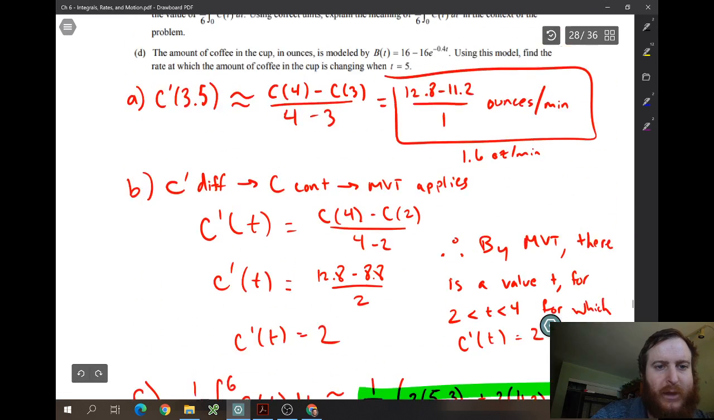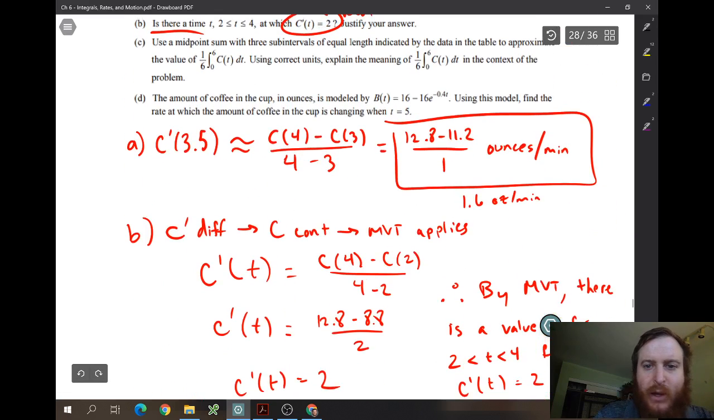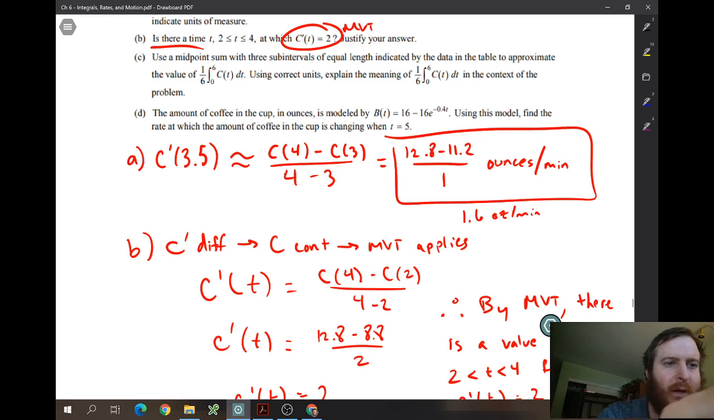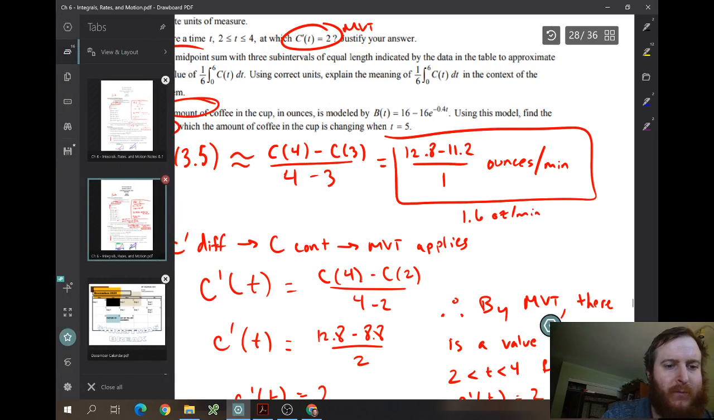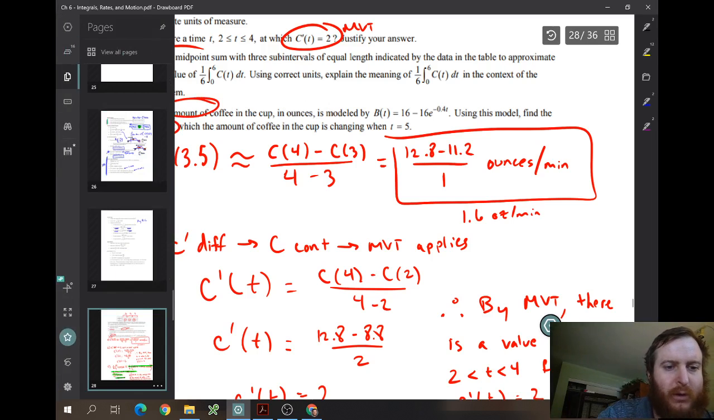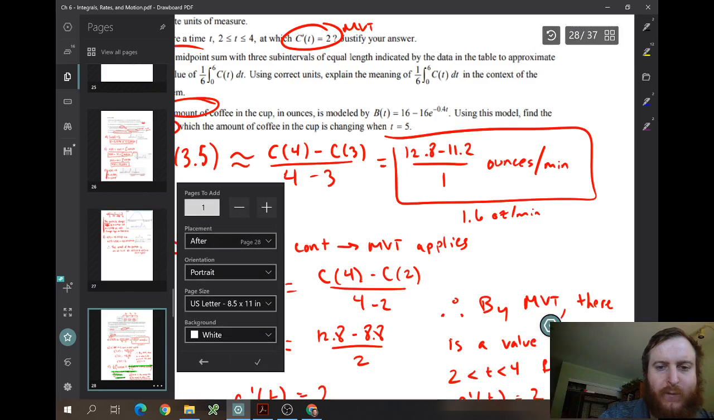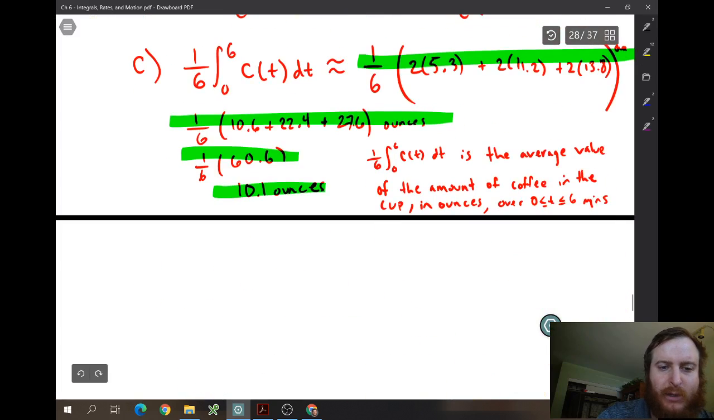Okay. And then finally we have D. D says the amount of coffee in the cup is modeled by b of t equals 16 minus 16 e to the negative 0.4t. And using this model, find the rate at which the amount is changing at time 5. So when we have an amount and we're going to a rate, that's a derivative. When you start off at the rate and you go back to the amount, that's an integral, but going from amount to rate is a derivative.